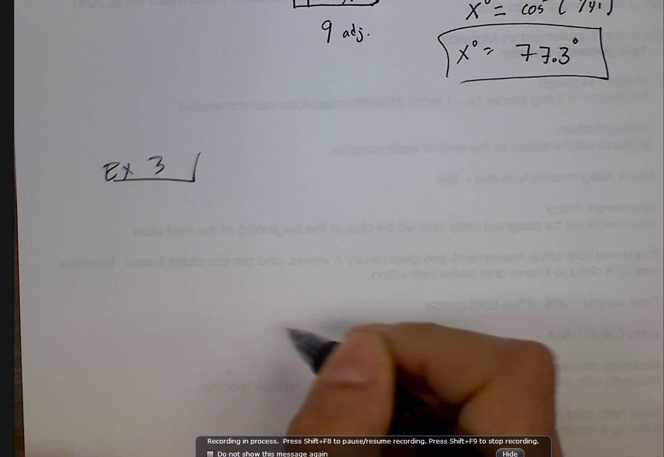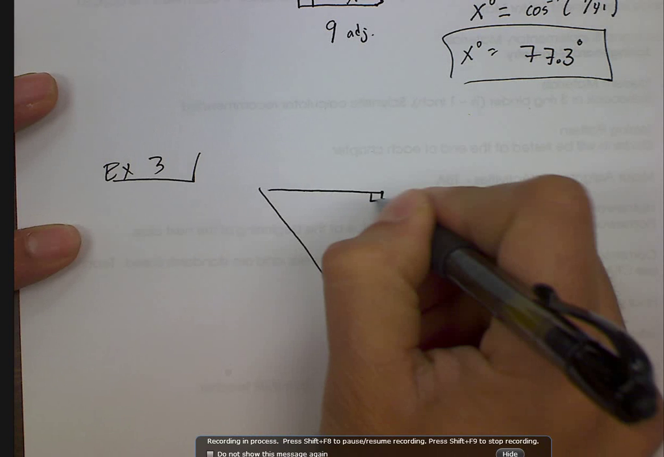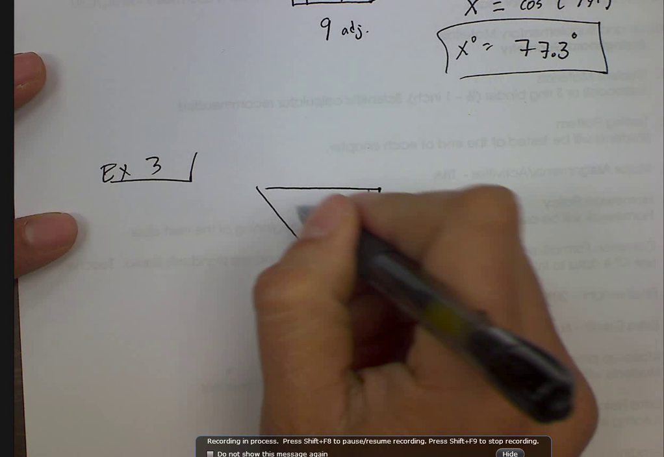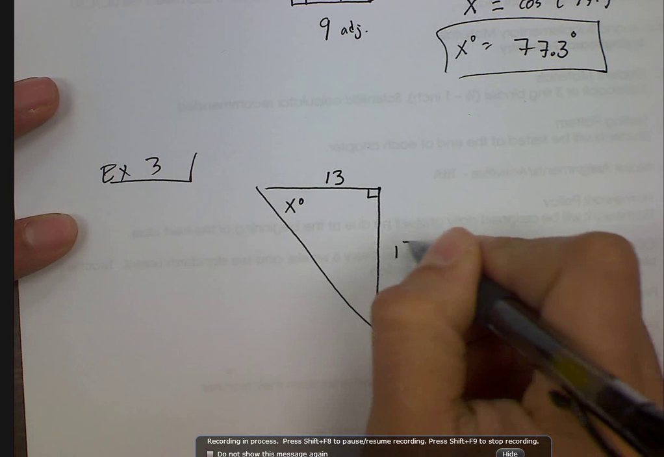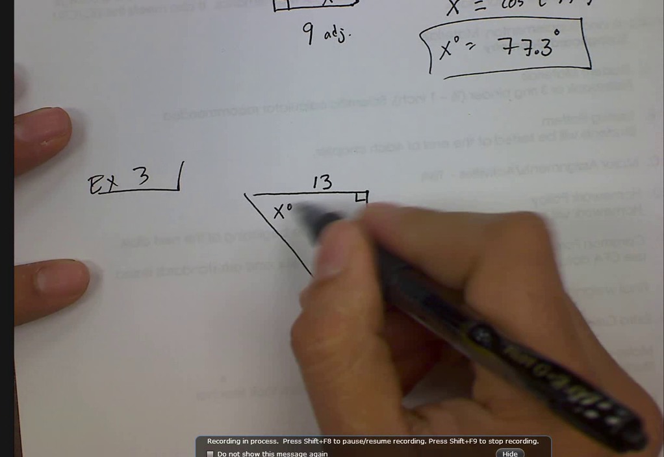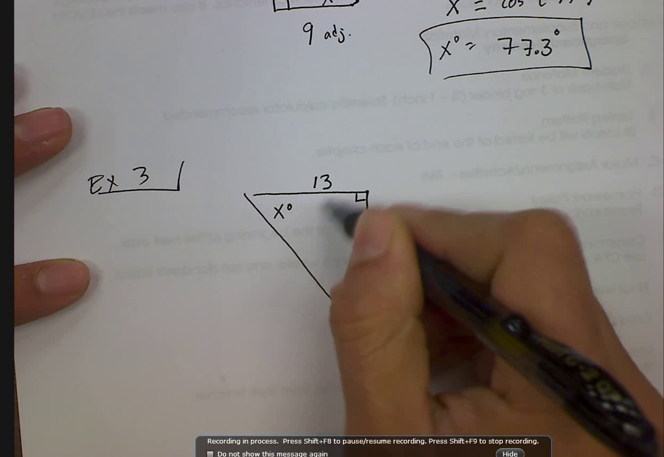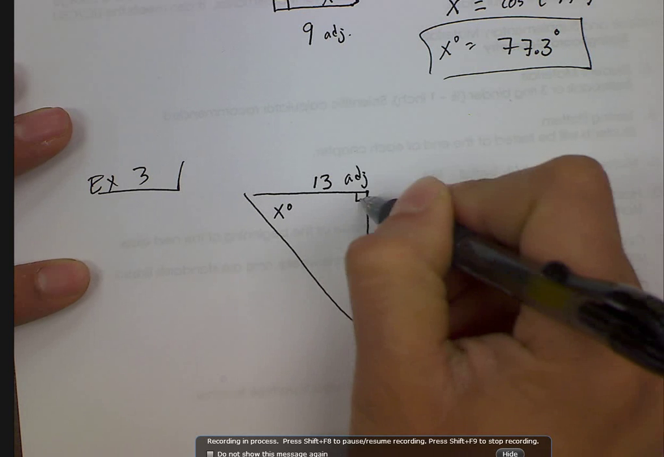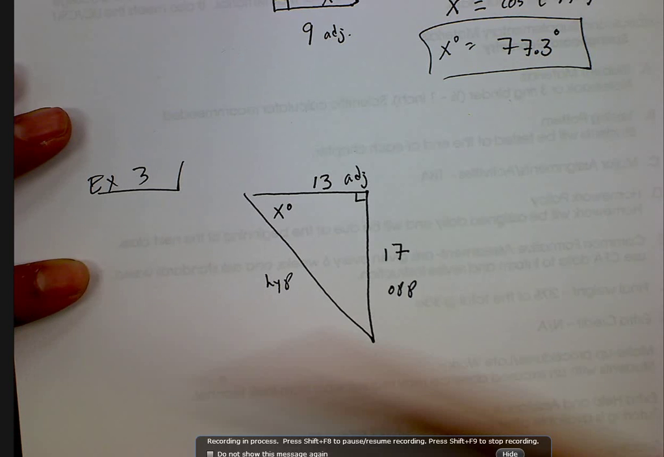Let's say I have this right triangle here. That's my right angle. This one again is my x degrees. That's 13. That one is 17. So let's go ahead and label this. So across from x, that's my opposite. Next to it, that's my adjacent. And across from my right angle is the hypotenuse. I'm going to label it even though we don't need it.